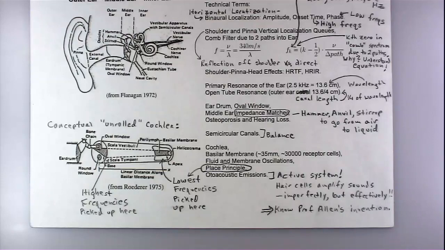Primary resonance of the ear. This is also an outer ear thing. The primary resonance of the ear is around 2.5 kilohertz. You know that from your equal loudness curves. Remember there was that dip at 2.5 kilohertz? Or around 2.5 kilohertz. So that's a resonance of the ear.